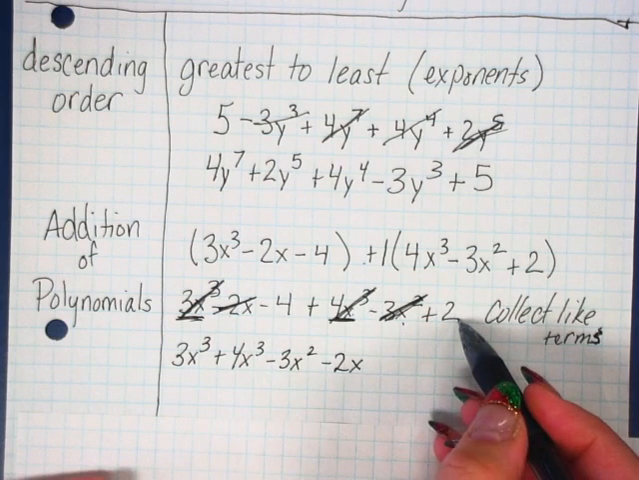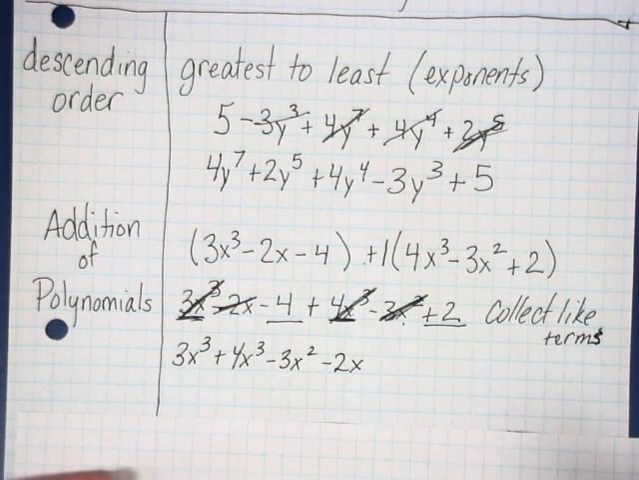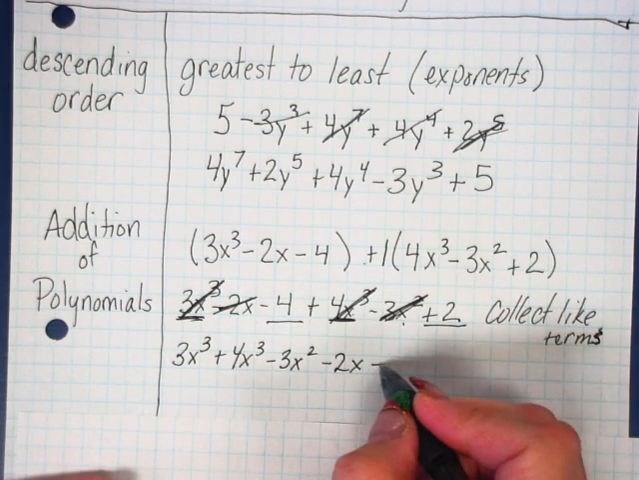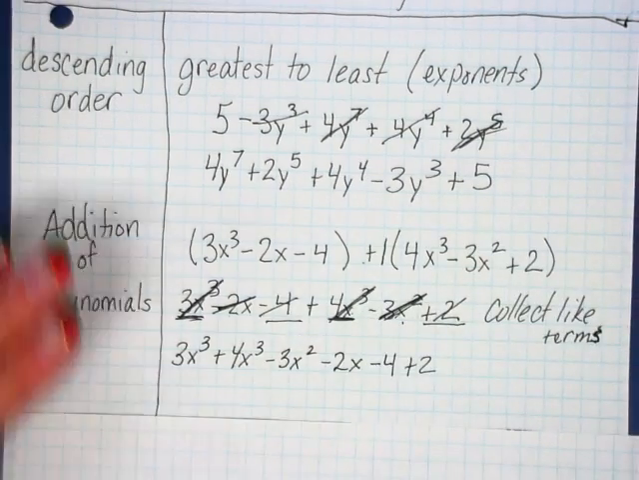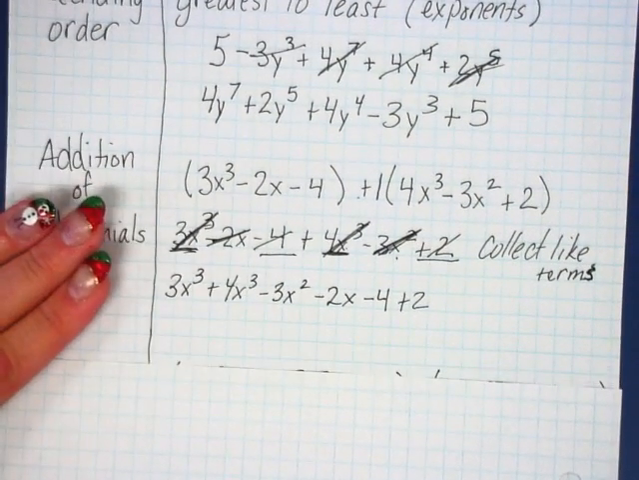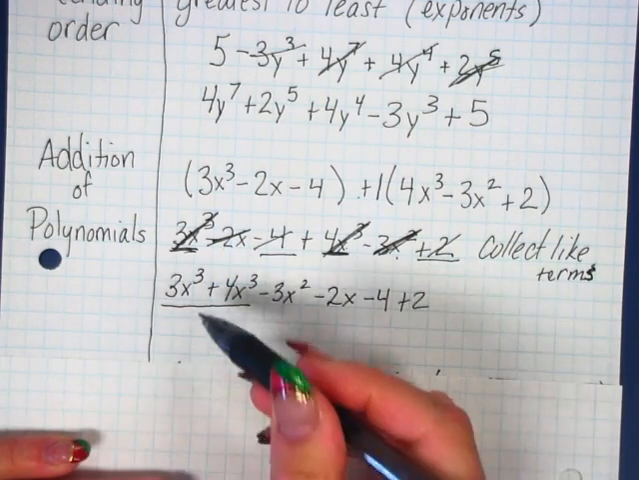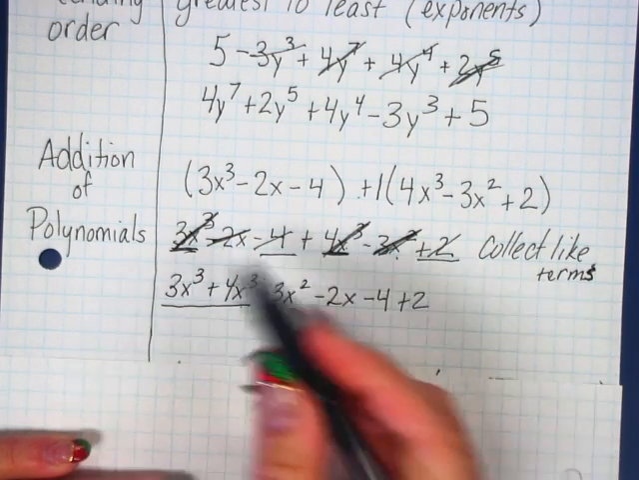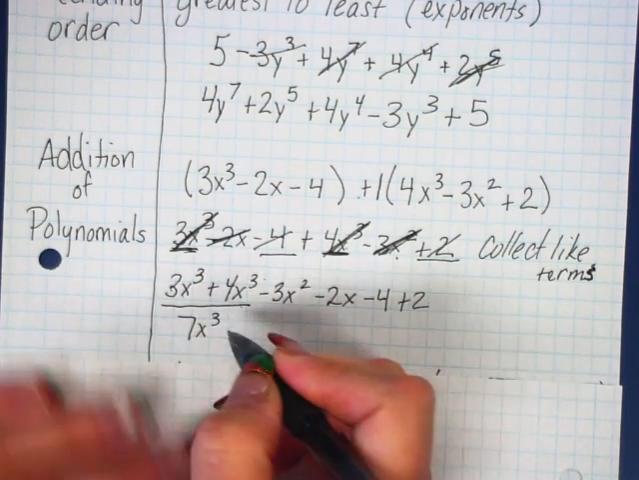I've got negative 4 and positive 2. They are similar. They both do not have a variable. So I'm looking at negative 4 plus 2. While collecting like terms still, these two are like. So we add them together. They both have x to the 3rd. 3 plus 4 is 7x to the 3rd.